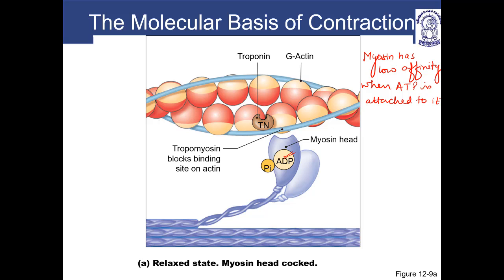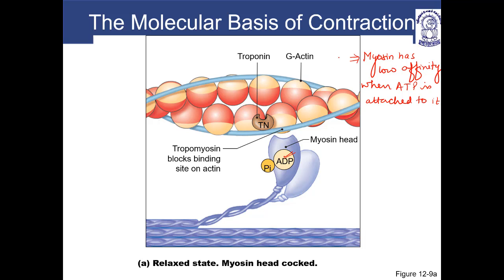ACHE means acetylcholinesterase. ACHE inhibitors lead to continued contraction of muscles, since acetylcholine won't be degraded. So there is a condition in which acetylcholinesterase inhibitors lead to continued contraction because acetylcholine is not broken down.